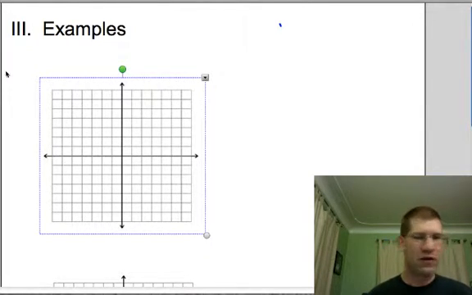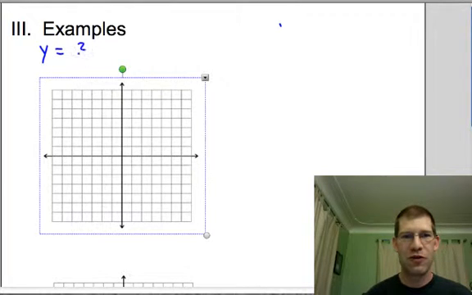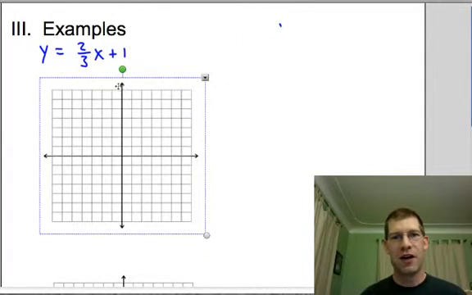Y equals 2/3 x plus 1. And what I was encouraging you to do is start out with that plus 1. So the y-intercept is 1, positive 1. So my graph should cross the y-axis right there.